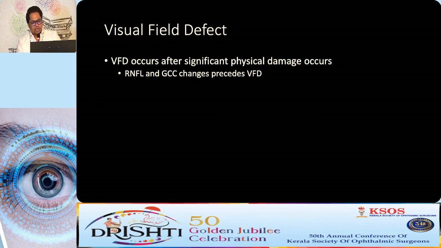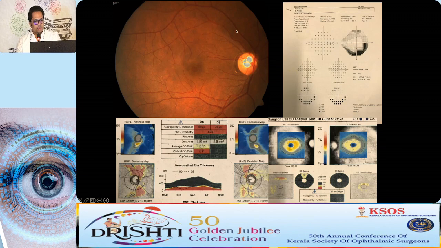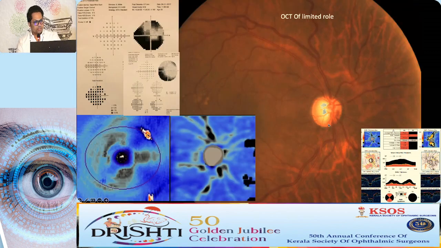Visual field defect occurs after significant structural damage occurs. RNFL and ganglion cell changes precede visual field defect. Let us look at a few examples. This is a patient who has a Bjerrum scotoma superiorly. If you see this RNFL defect, it is coming close to the fixation. This angular distance is quite small. In such situations, you will have involvement of the GCC on the GCC map and a field defect closer to the fixation. This is a patient who has a wide angular width, and this field defect is away from the fixation and is not involving the macular GCC.